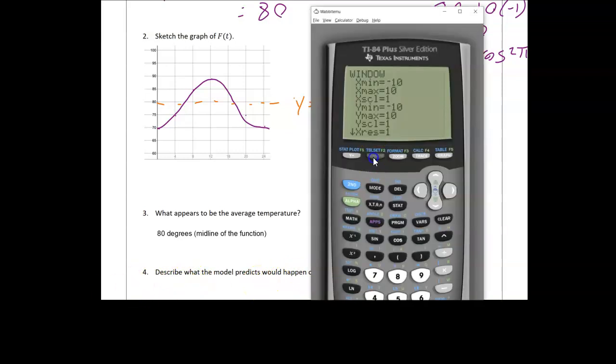So I'm going to hit the window button, and I'm going to change my window to 0 to 48, because 48 hours is 2 days. And then I know my temperature appears to be between 70 and 90. So for my y's, I'm going to change, we'll do 60 and 100, just so we have a little bit of room. So this is telling our calculator where to look for the graph. And then I'm going to hit graph.